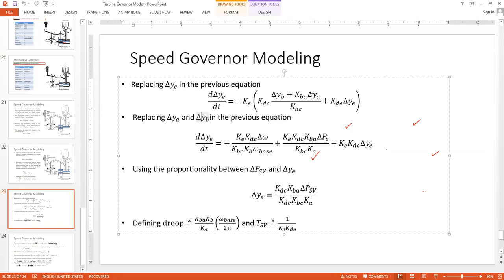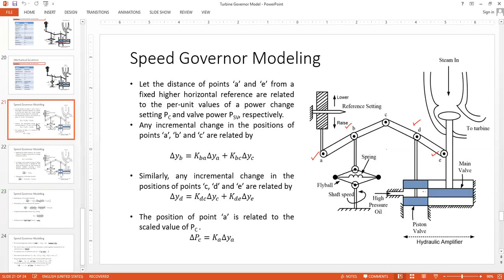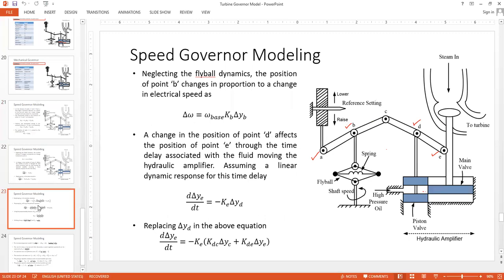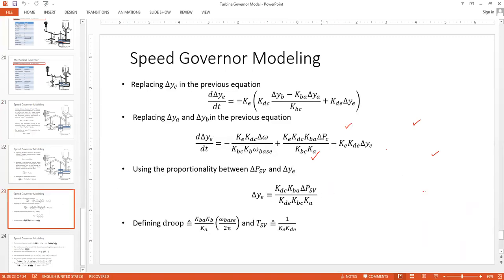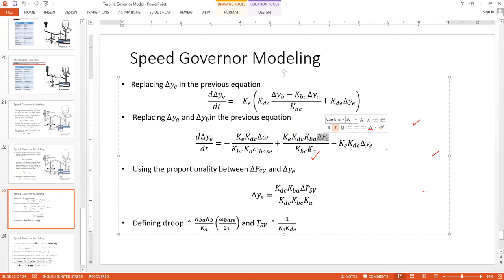So del ya is what? Okay, so after replacing, there are some manipulations. After that manipulation is done, you won't see any del ya. Instead of del ya, what you would see is del pc over ka. So del yc is del pc over ka. So you see del pc over ka is there, which means this del ya is no more there. And again, there is some multiplication and some simplification, nothing else.